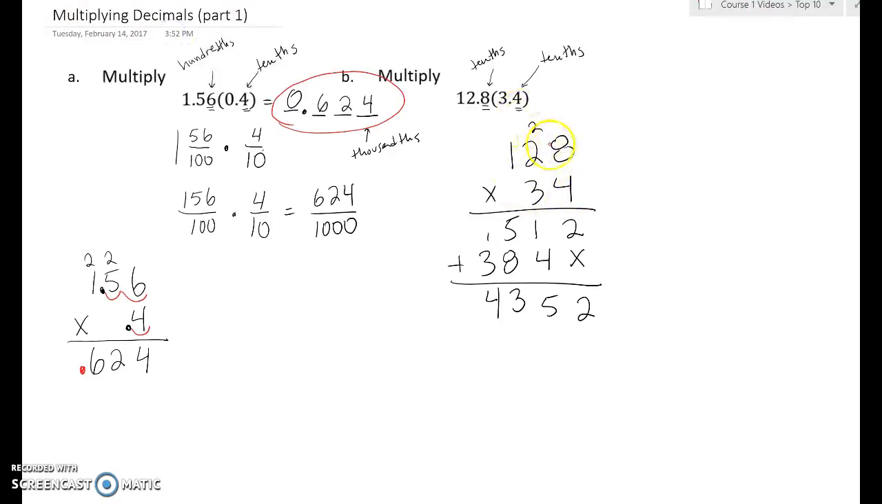All right, so put in your decimals then. This was 12 and 8 tenths times 3 and 4 tenths. And count the number of digits behind your decimal. There's one digit behind, and here's another one. So that makes 2 digits in total behind the decimal. So make sure that's what you have in your answer. So here's 1, 2. That's where your decimal is going to go. Our answer is 43 and 52 hundredths.